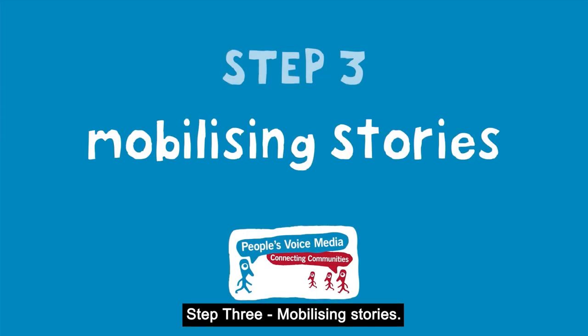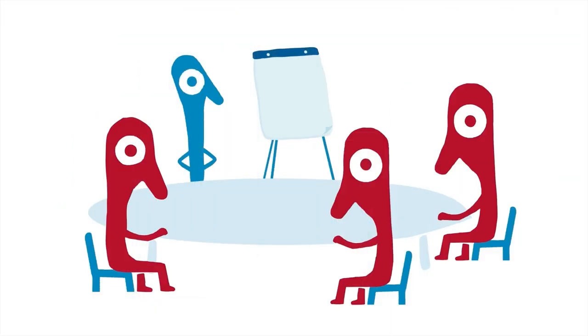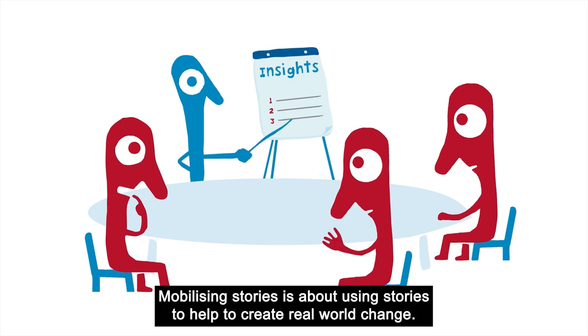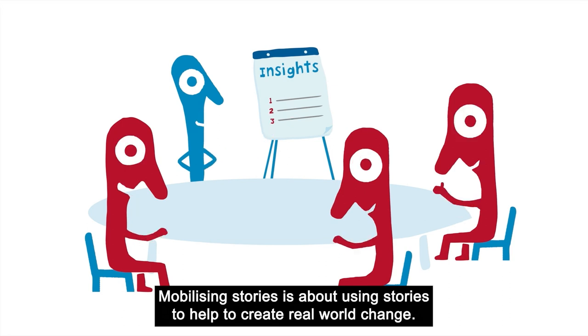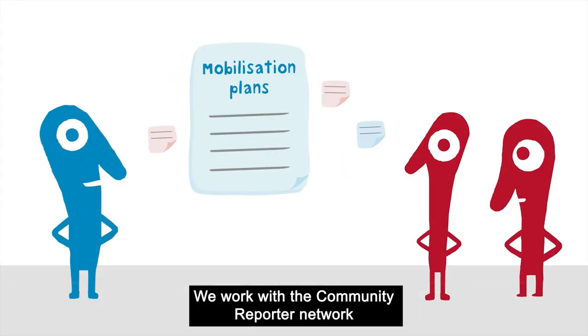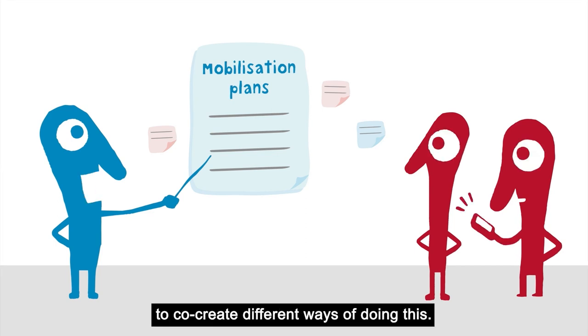Step 3, mobilizing stories. Mobilizing stories is about using stories to help to create real-world change. We work with the Community Reporter Network to co-create different ways of doing this.